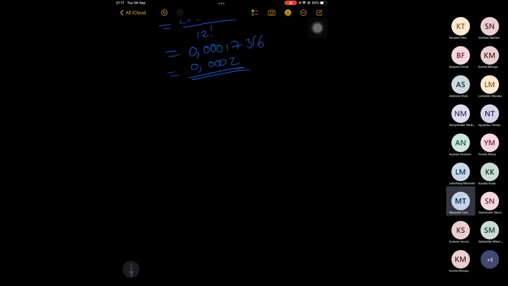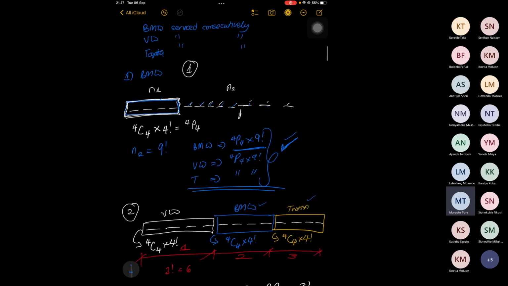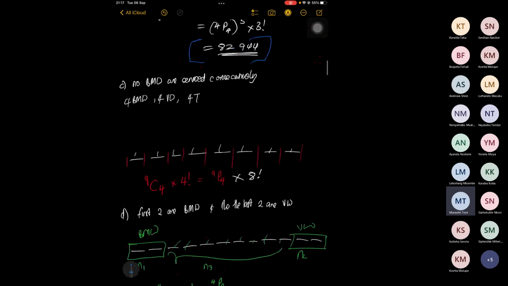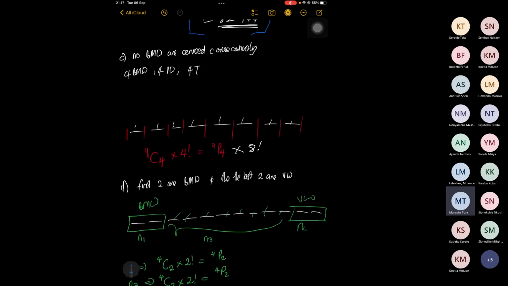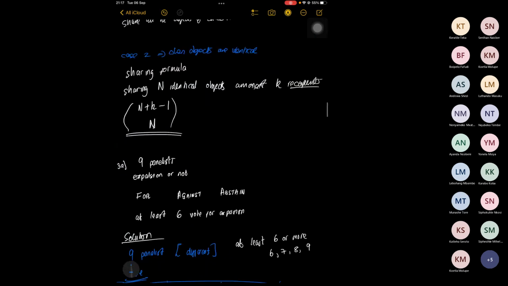So yes, this is how you go about this. Part B is saying no two vehicles are serviced consecutively, isn't it? What you do is what we did here yesterday, what you've been doing for counting methods: no BMWs are serviced consecutively. So you group your positions like this, then you calculate here. Then you divide your answer by 12 factorial, which is the sample space. That's it.